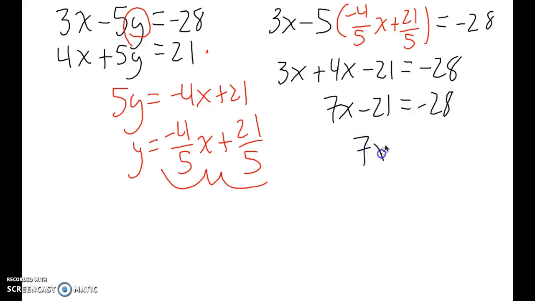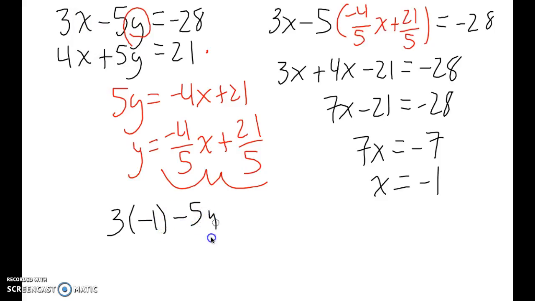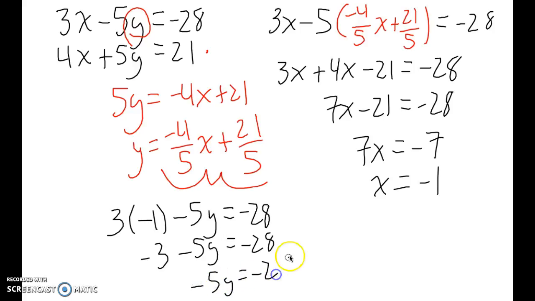Adding 21 to both sides, x equals negative 1. Go back to our original problem, or really just any one of these that you want to go to, you can get the answer from. If I go to my original, I can solve for y just by doing my substitution. Negative 3 minus 5y equals negative 28. Negative 5y equals negative 25. Therefore, y equals positive 5.